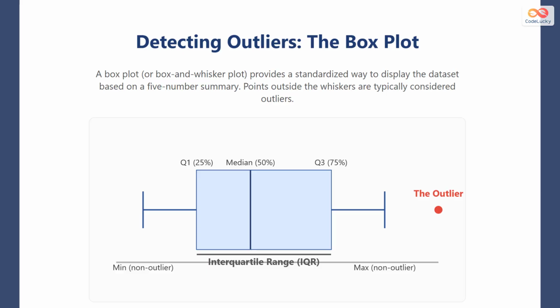To formalize detecting outliers, statisticians use the box plot. This diagram breaks data into quartiles. The box contains the middle 50% of the data. The lines extending out are called whiskers. Any data point that falls beyond these whiskers is visually flagged as a potential outlier, helping us standardize our judgment.